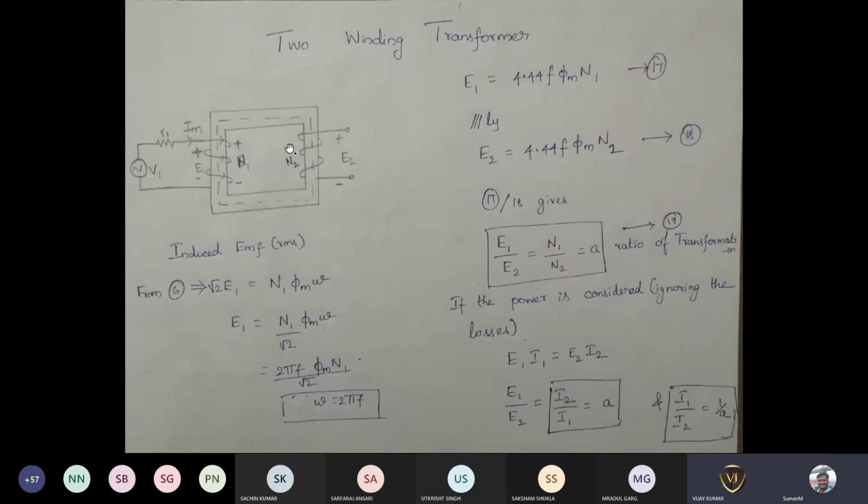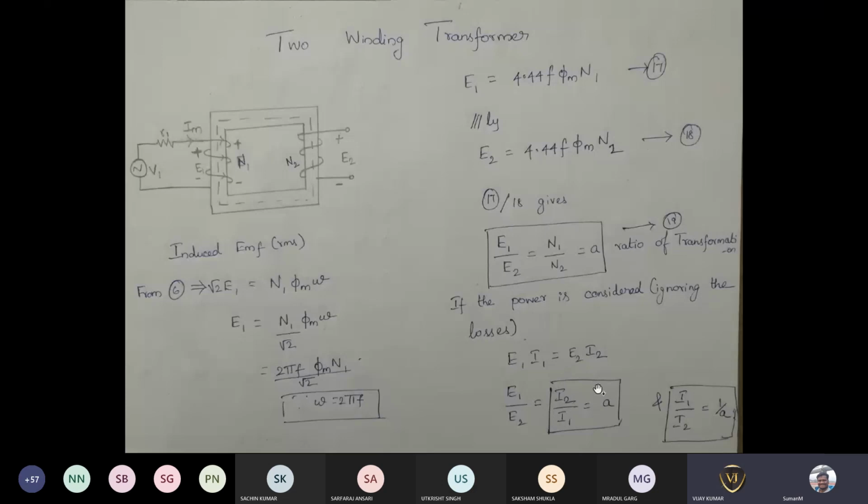If you neglect the losses, both the primary power and secondary power will be equal. Okay, so to be practical, secondary power is equal to the primary power plus losses in the transformer. So if you neglect the losses, the primary power will be equal to the secondary power. If you equate primary power to secondary power, you can see here that E1 I1 is equal to E2 I2.